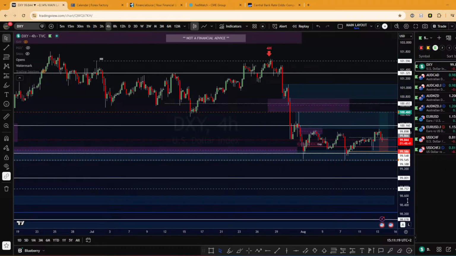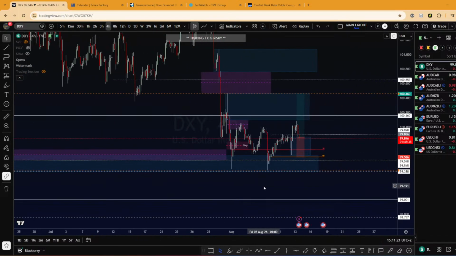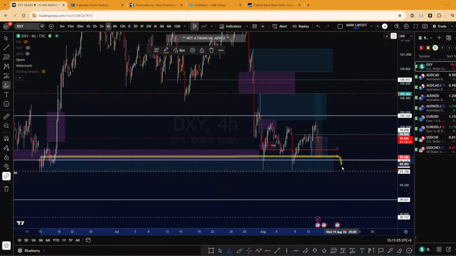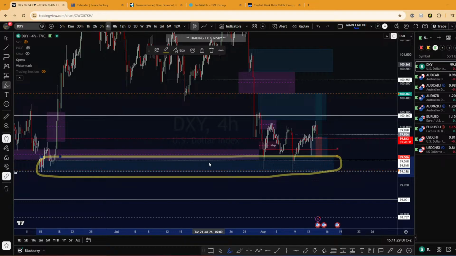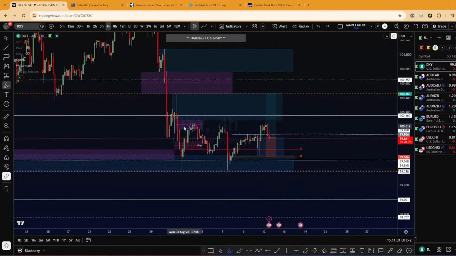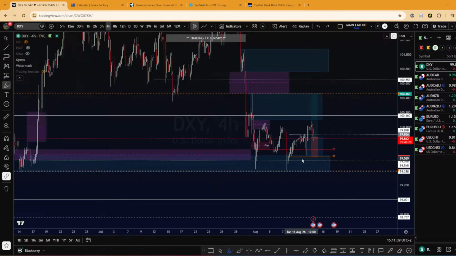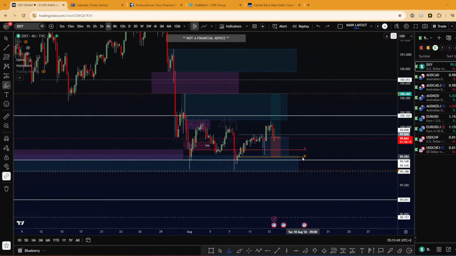4 time frame. What do we have? You see that price is currently holding above this support, this demand zone right there. And then we're kind of ranging in between these levels. So yeah, I would say the dollar is doing nothing right now.